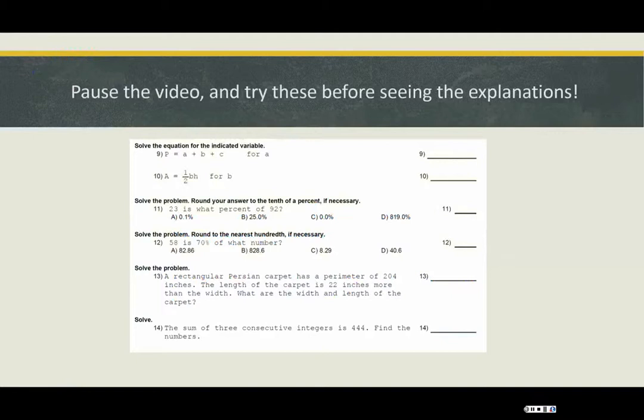So here are some typical problems from the second half of the first test. So what you could do is pause the video right now and try these before seeing the explanations. So you can pause right now and just see if you get the answers right.